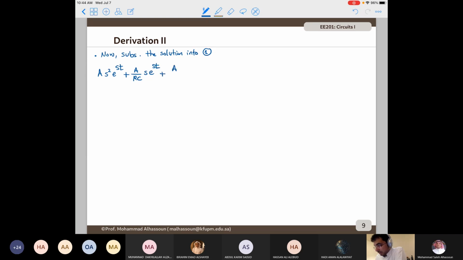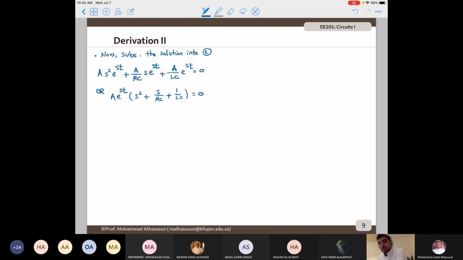And the last one is actually, we're not taking derivatives, so we're substituting there. So this is basically what we did. And if we take A e to the power st, then we'll get s squared plus s divided by RC plus 1 over LC equals 0.